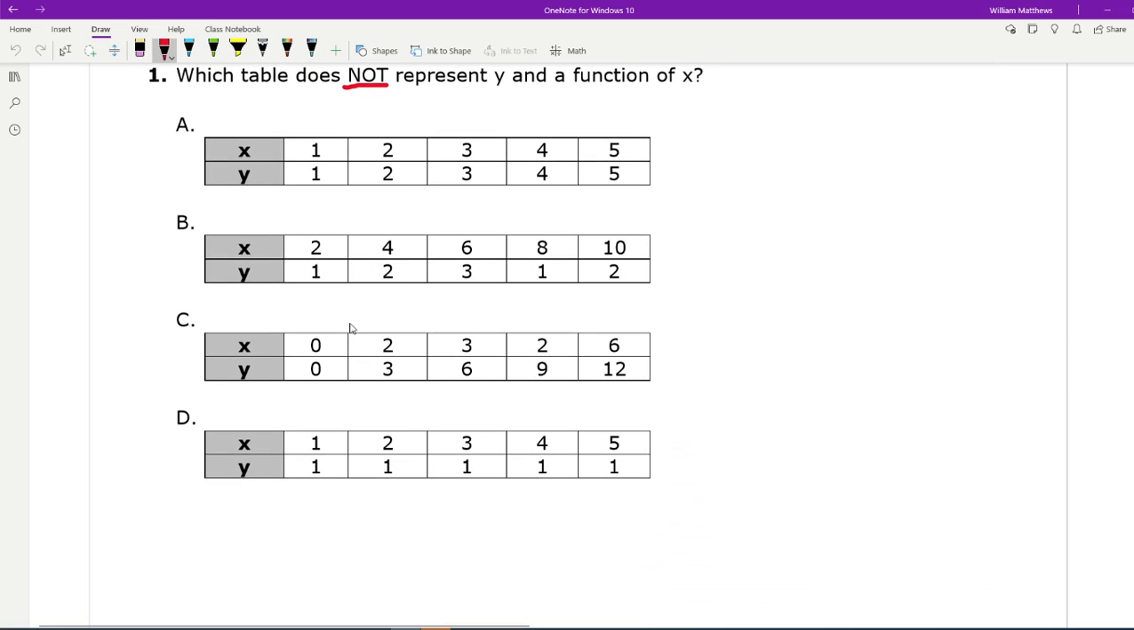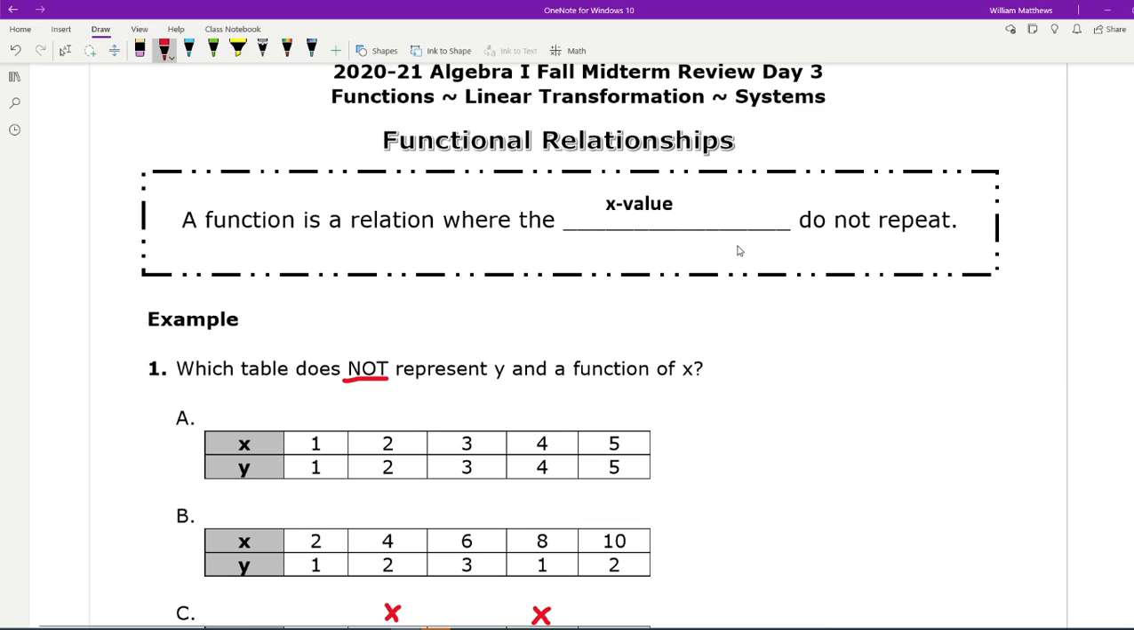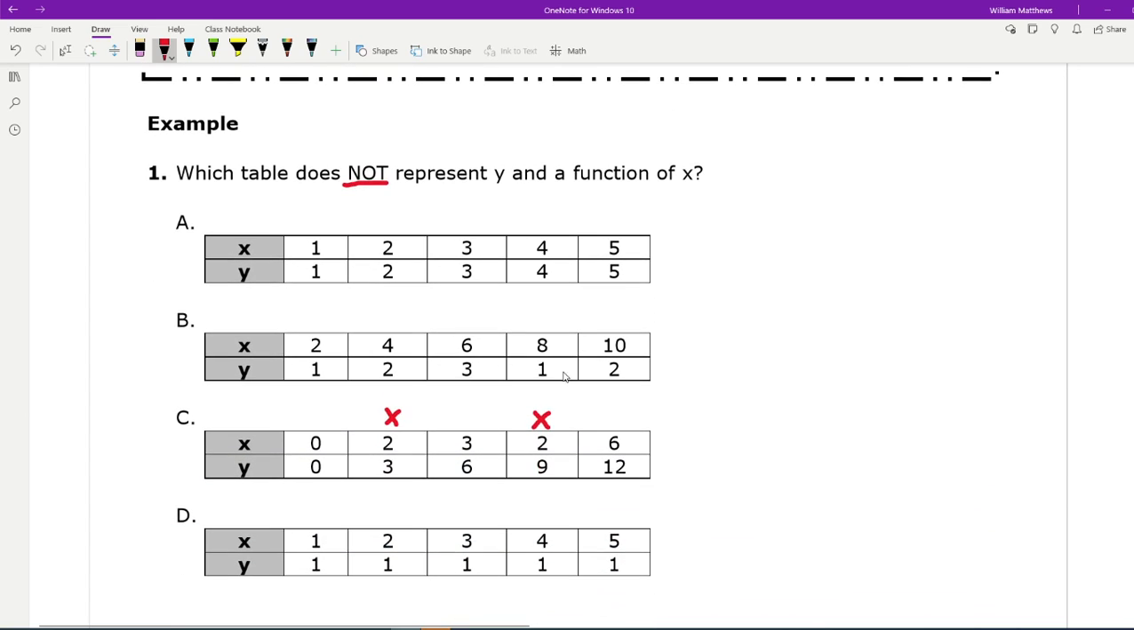Going through, C has two x values of 2, which have a different y value. This is what it means by x values repeating, so C would be our answer. And just to check the last one, D does not repeat its x values.